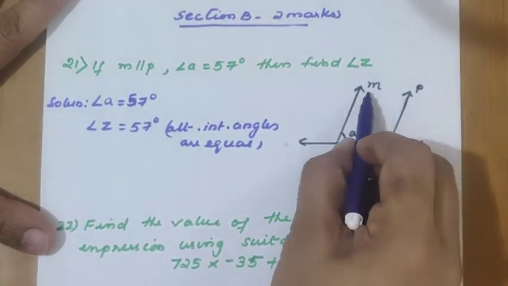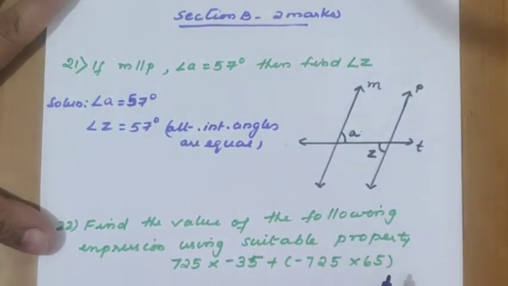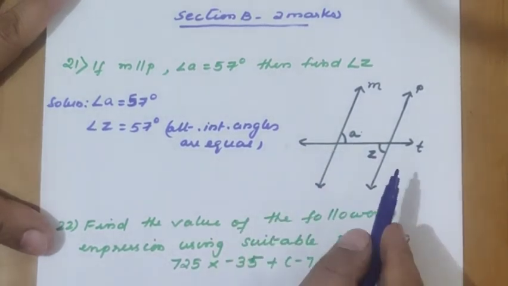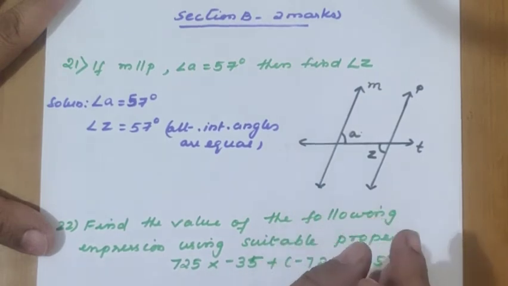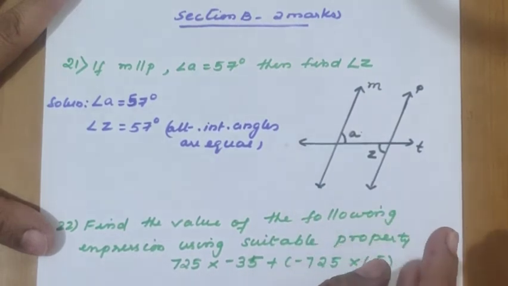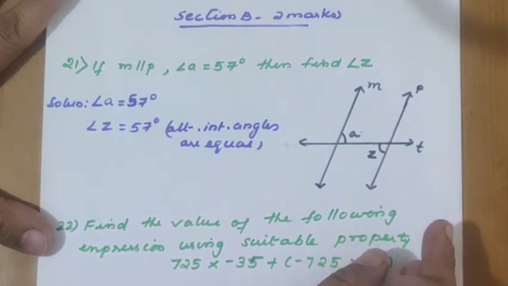Which are the parallel lines? M parallel to P only. So M and P are parallel and T is the transversal. When we are having two parallel lines cut by a transversal, what are the properties we must know? Corresponding angles are equal, alternate interior angles are equal, co-interior angles are supplementary.